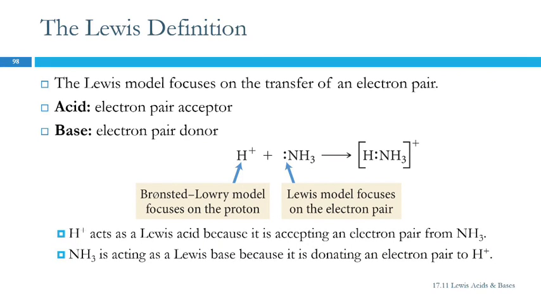So let's throw in a third definition of acids, just for fun. We talked about the Arrhenius acids, which are substances that form hydrogen ions in aqueous solution. We talked about Bronsted-Lowry acids, which are acids that donate hydrogen ions or donate protons. The Lewis definition is going to focus on an electron pair rather than a proton. So an acid is an electron pair acceptor. A base is an electron pair donor.